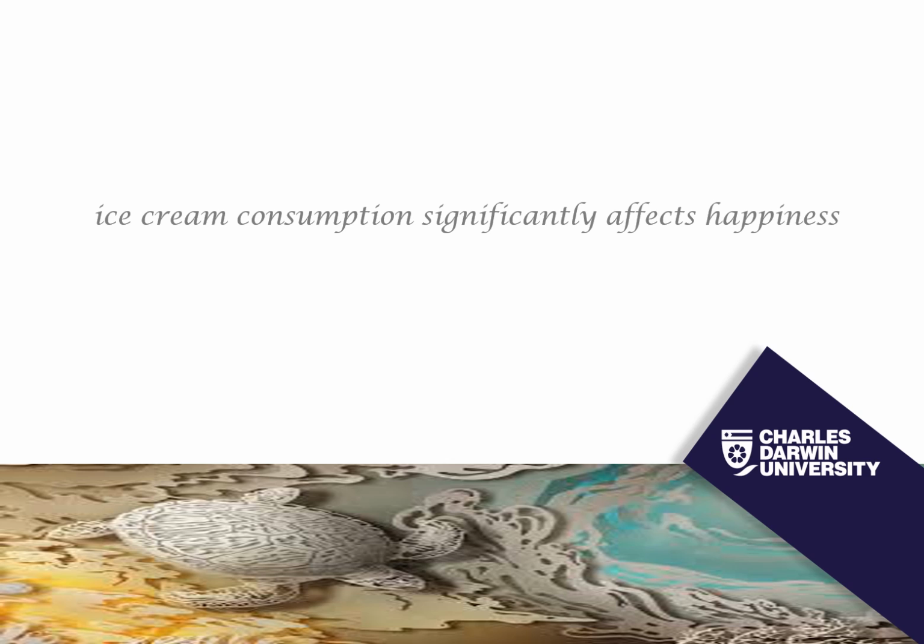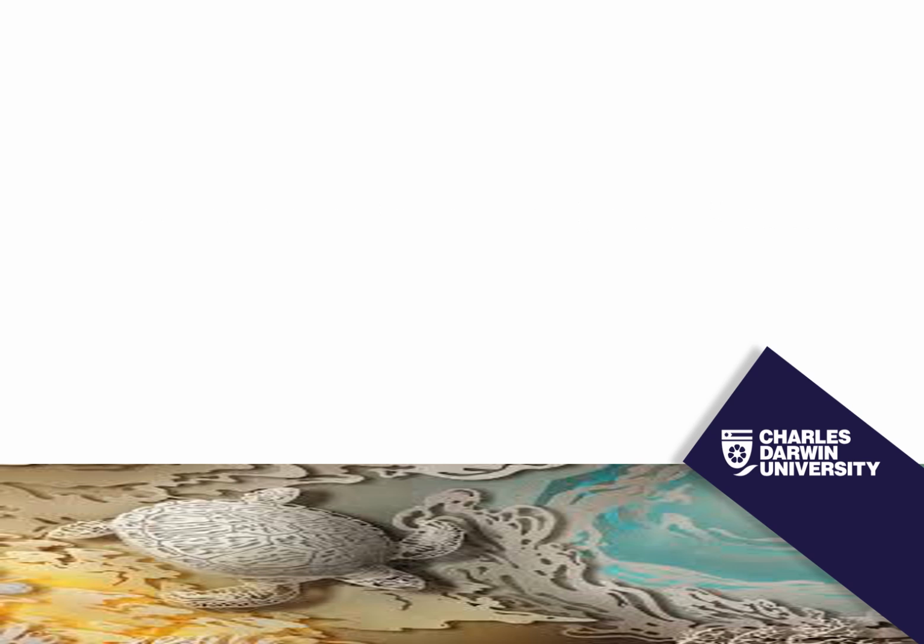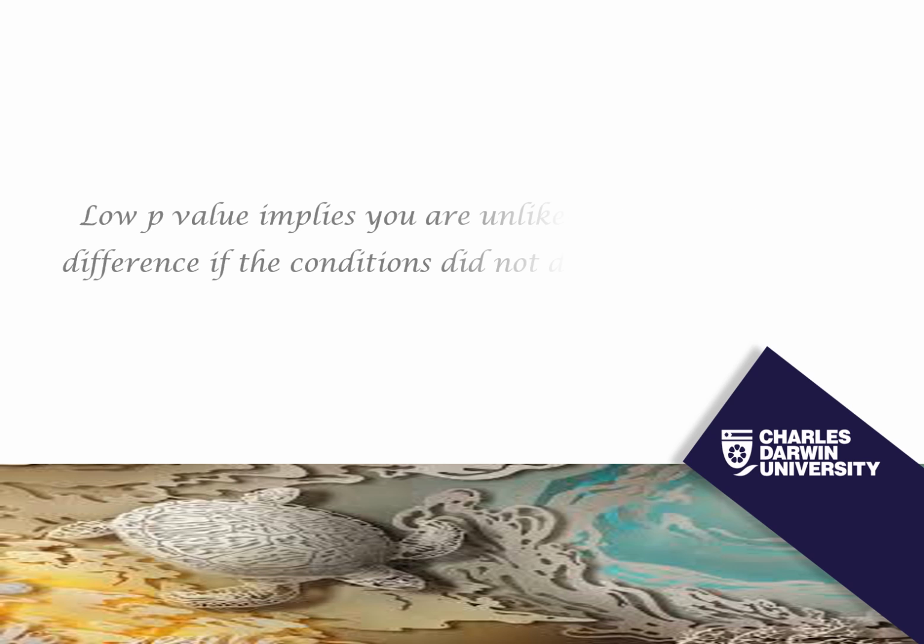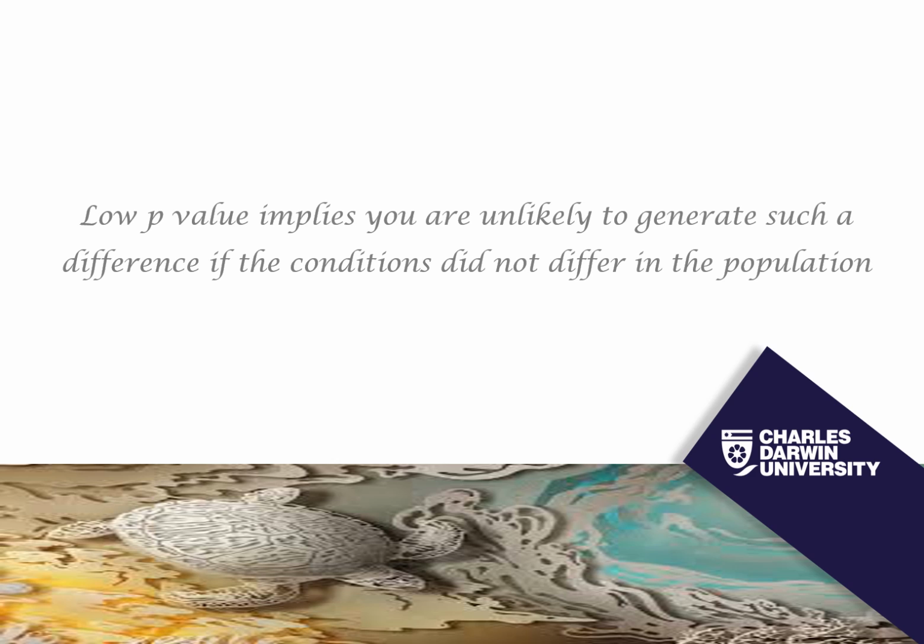Now, you might be interested in why a very low p-value implies a difference between conditions would extend to the population. Well, roughly, this p-value is the probability these means would be so different if ice cream consumption doesn't really affect happiness. So a low p-value, below 0.05, indicates the probability these means will be so different if ice cream consumption does not really affect happiness in the population is very low. It's less than 0.05 or 5%. So consequently, ice cream consumption probably does affect happiness in the population.